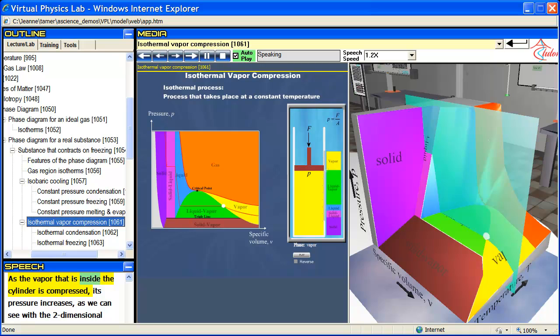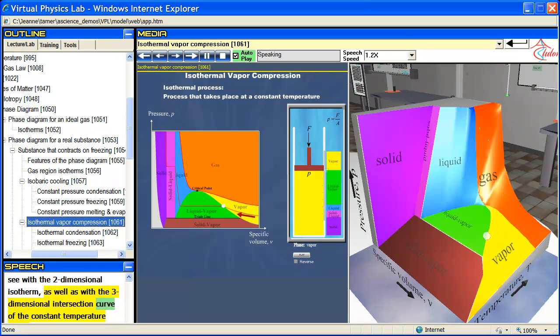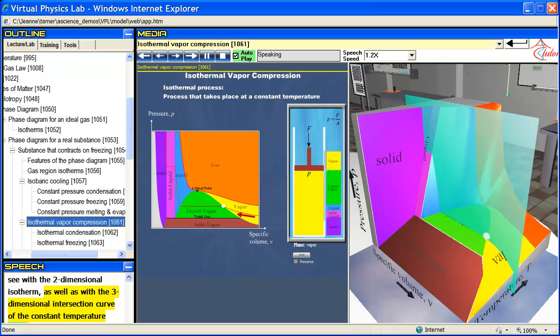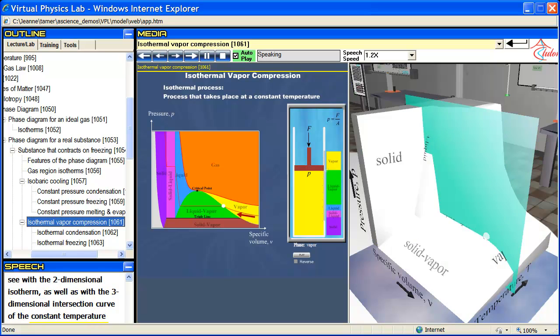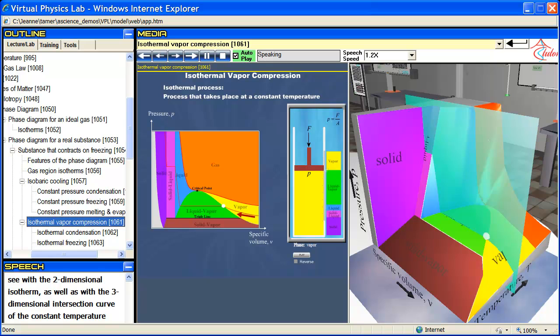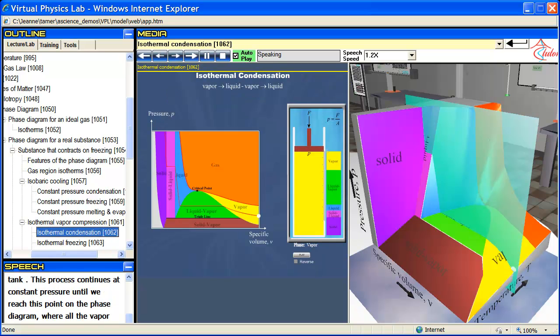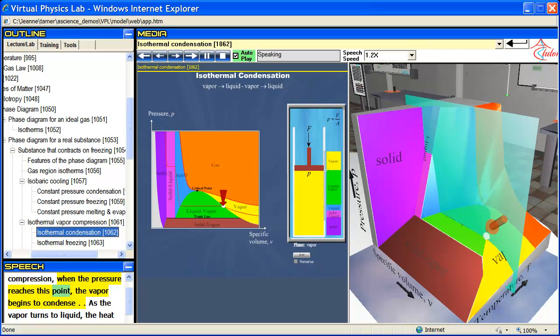As the vapor that is inside the cylinder is compressed, its pressure increases, as we can see with the two-dimensional isotherm, as well as with the three-dimensional intersection curve of the constant temperature plane with the surface of the phase diagram.